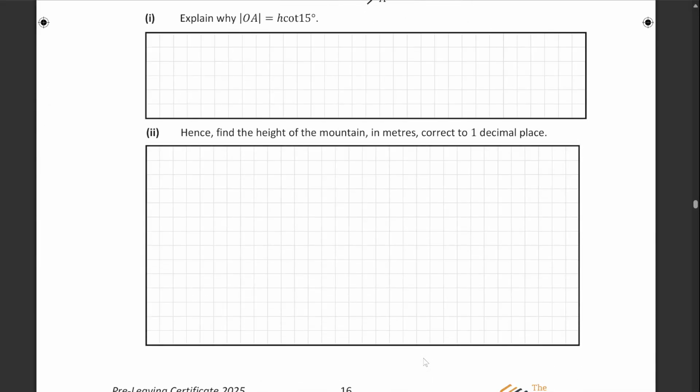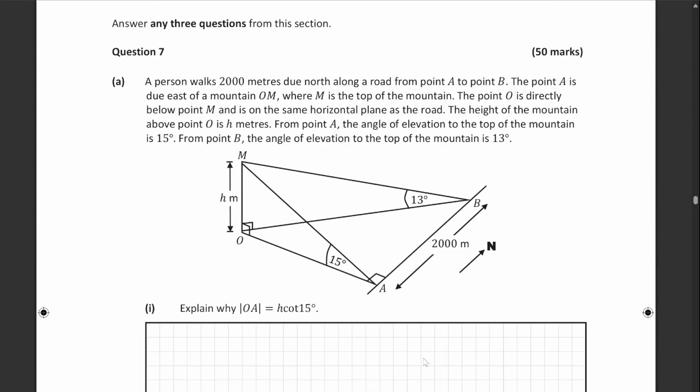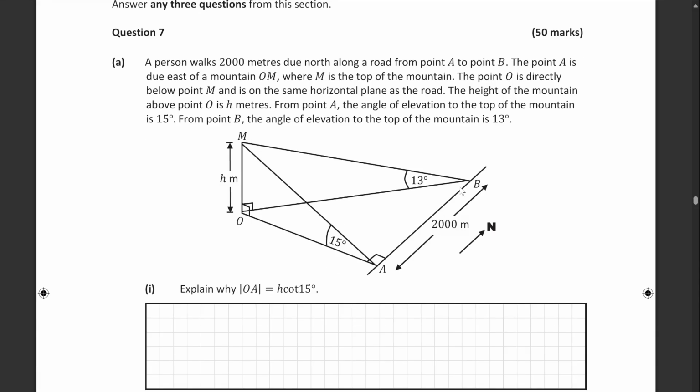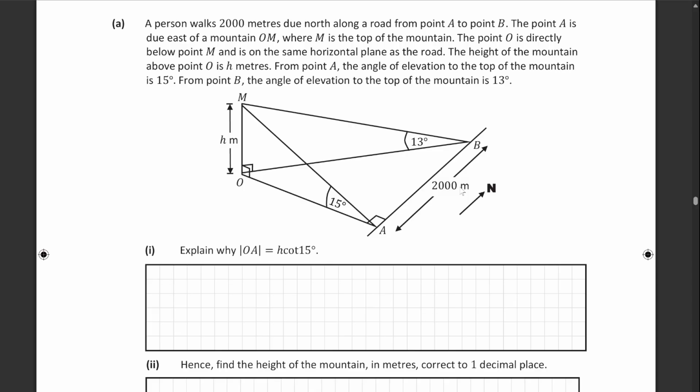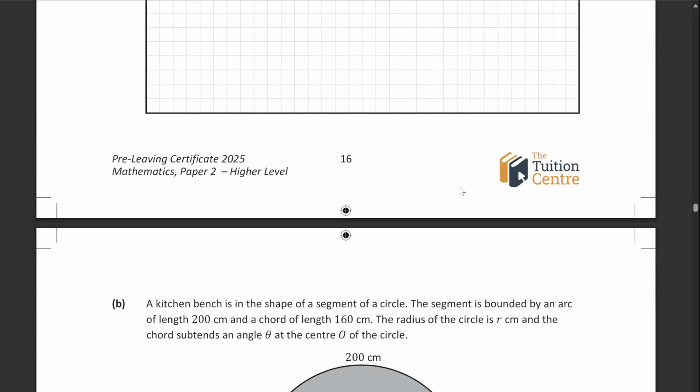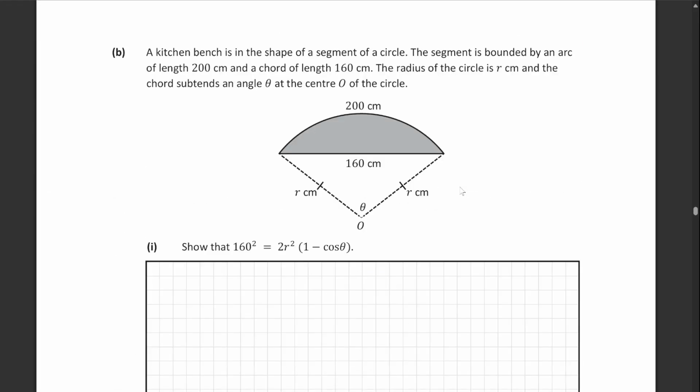Hence, find the height of the mountain. Yeah. Something. Yeah, okay. OA is h cotangent of it. Okay, yeah. Alrighty then. A kitchen bench is that segment. Yeah. Okay. Wait, 160 squared. They're pretty much just giving you a hint as to how to do it.